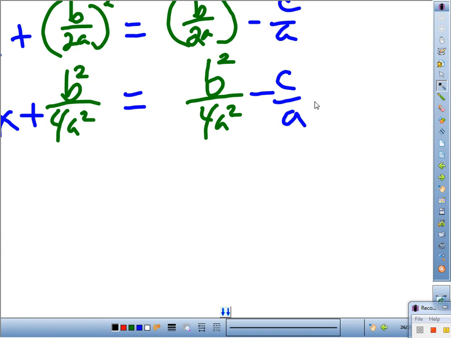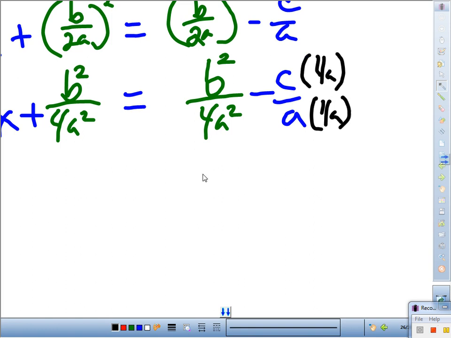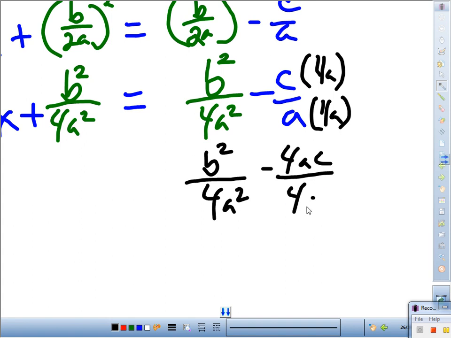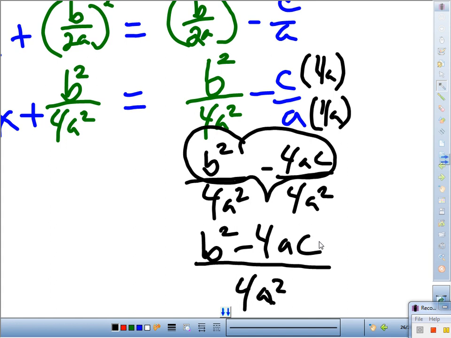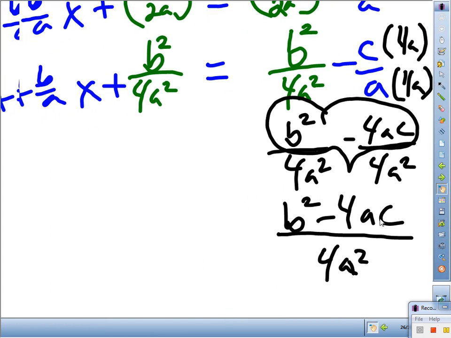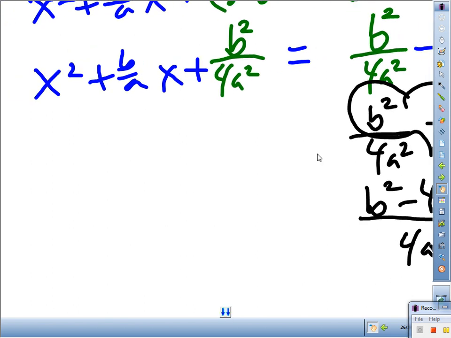Let's see. You should have multiplied times 4a. That means we have b squared over 4a squared minus 4ac over 4a squared. Hands if you got up to right there. And of course, the simplification, you write it as one fraction, 4a squared. And what's in the numerator? b squared minus 4ac. Hands if you got that. That is correct. And now we bring all the other stuff down every step.